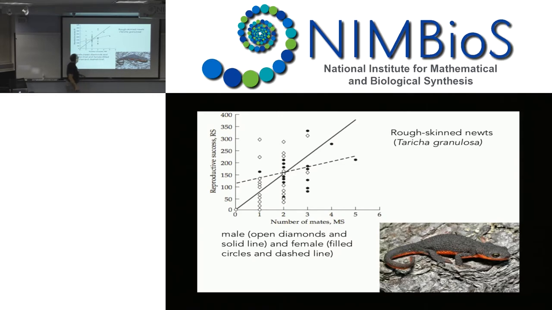Here's a little rough-skinned newt. So cute. What you have here is the males are the diamonds, and the females are the filled circles. So here's that regression for females. So you see a trend as you have more mates, you have increased number of offspring, but the slope is kind of low. If you look at males, you see all females have reproduced. A couple of males have not reproduced. One male in this case has not reproduced. But the regression of those that have reproduced on reproductive fitness gives you a much stronger slope. So the Bateman gradient here for females is statistically not different from zero. The Bateman gradient for males is statistically different from zero. So from that criteria, there's more selection on males than on females.